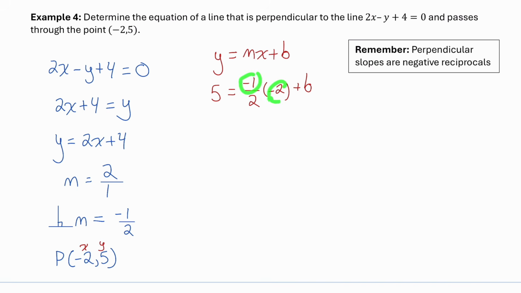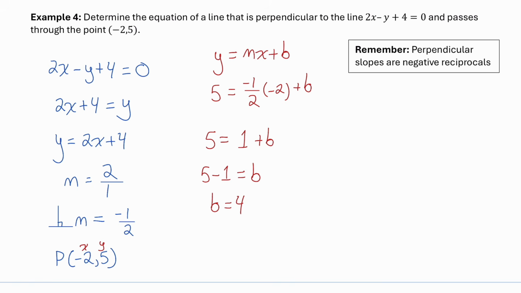Well, -1 times -2 is +2. So I have 5 equals 2 over 2 plus b. And 2 divided by 2 is 1, so I could change that to 1. And then just subtract this 1 to the other side. And I'd see that the b value is 4.